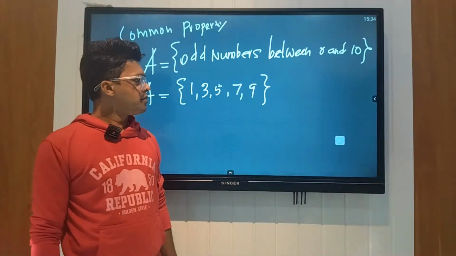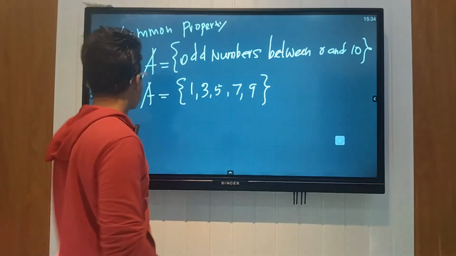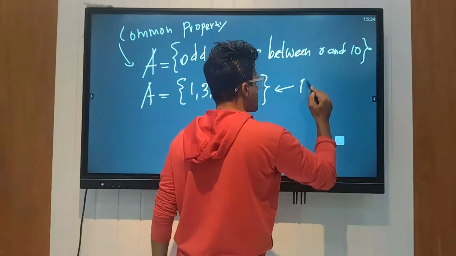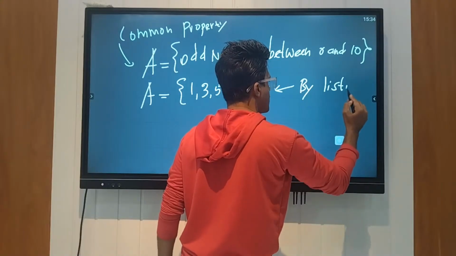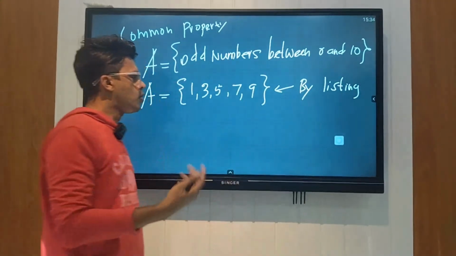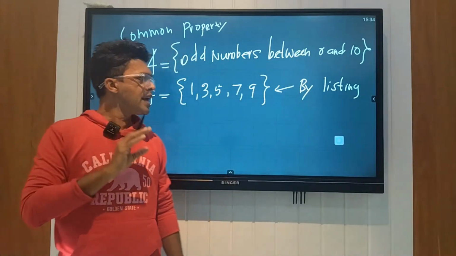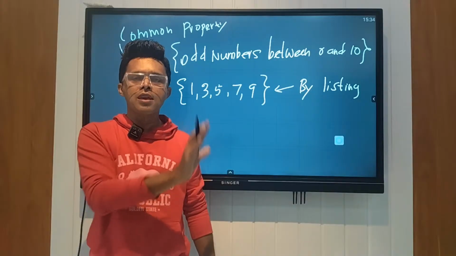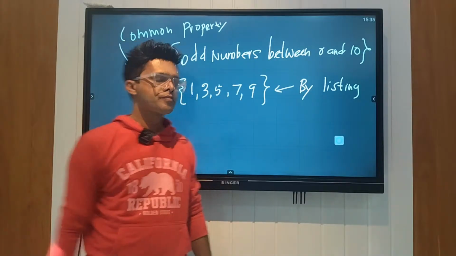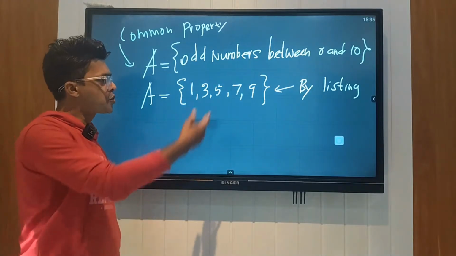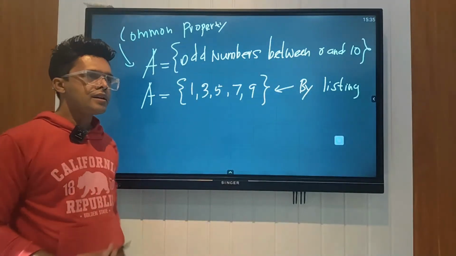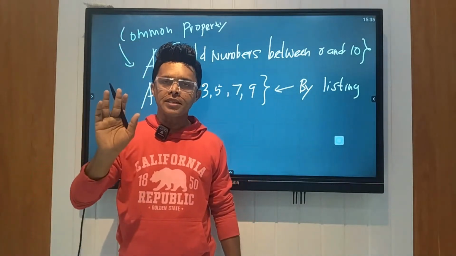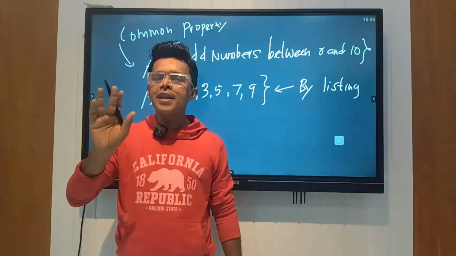I listed out the set A here. By listing, I could list out the elements. Writing the elements of a given set can be expressed, can be stated, by listing, which means you write the elements. Another concept needs to be known here. The concept is the Venn diagram.